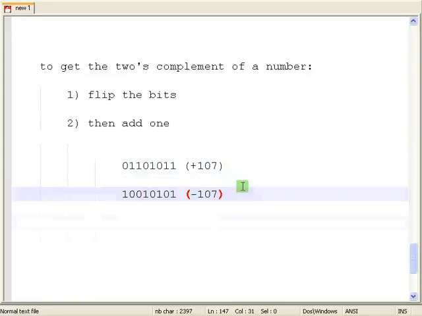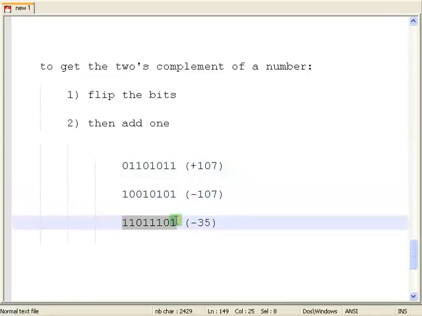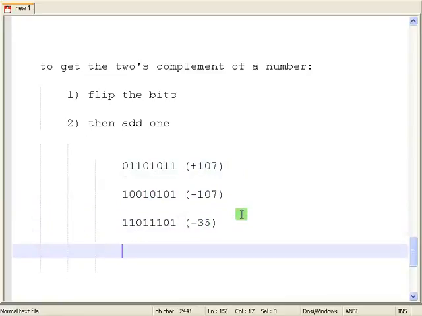Or say if we had this bit pattern, which represents negative 35, and we want to see the bit pattern which represents positive 35, we would do the same thing. So it works both ways. 0, 0, 1, 0, 0, 0, 1, 0, and then we add 1, and that is positive 35. So the nice thing is going from negative to positive requires the same conversion. It's the same operation.